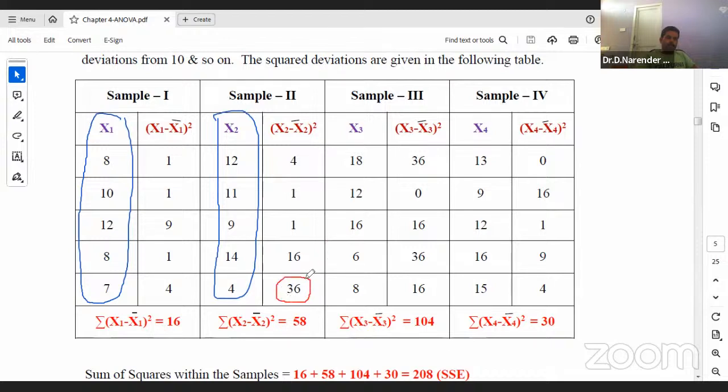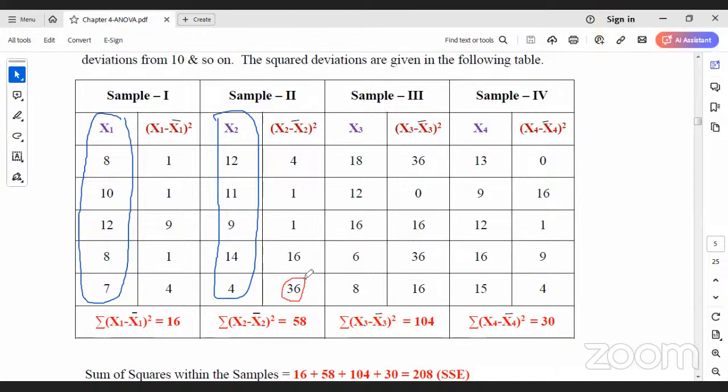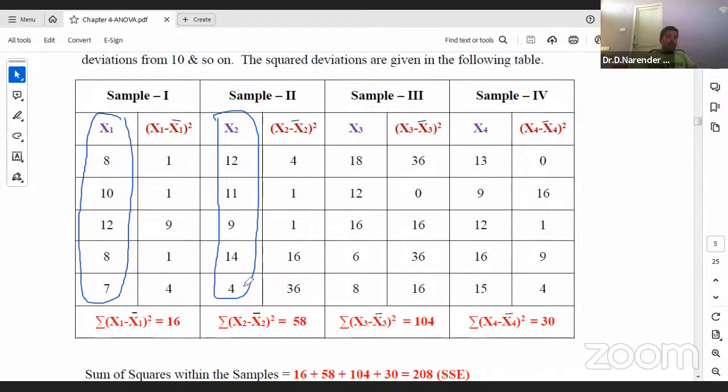The next one, 6 minus 10, how much? Sorry, 4 minus 10 is 6. 6 square, 36. Okay, after getting all these values, just do the total. You will get the answer 16 here. Again, do the total for sample 2. You will get the answer 58. The same procedure applies for sample 3 and sample 4.